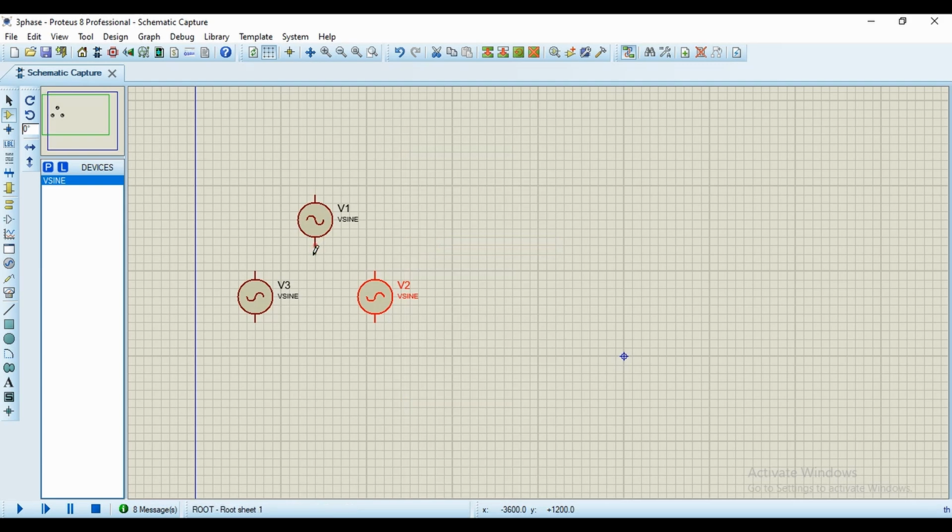First of all, we select three sinusoidal voltage sources. Then we connect the negative terminals of all three sources to ground.